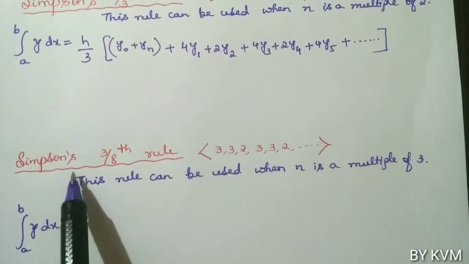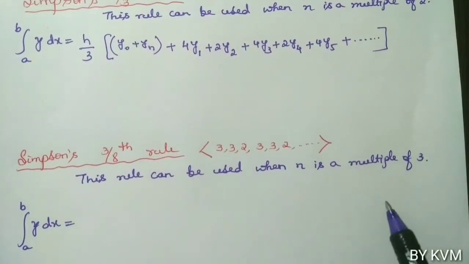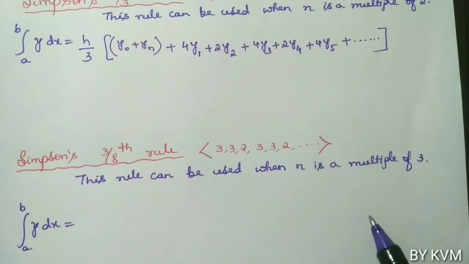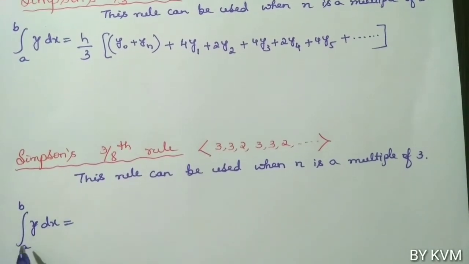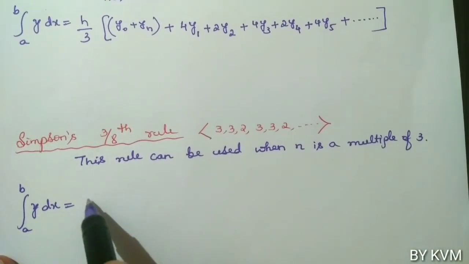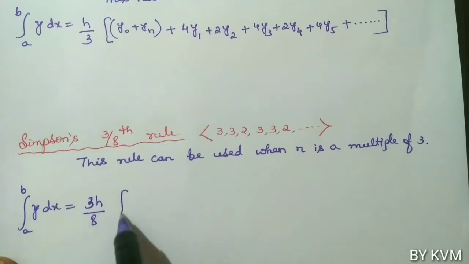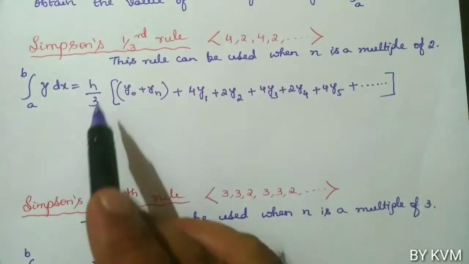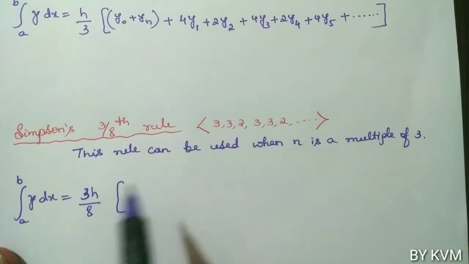Now the second formula is Simpson's 3 by 8 rule. This rule can be used when n is a multiple of 3. Multiple of 3 means if n is 3, 6, 9, 12, in that case we can use Simpson's 3 by 8 rule. The formula is integral a to b y dx equals, here we have to multiply by 3h by 8. In Simpson's one-third rule we multiply by h by 3, here we have to multiply by 3h by 8.